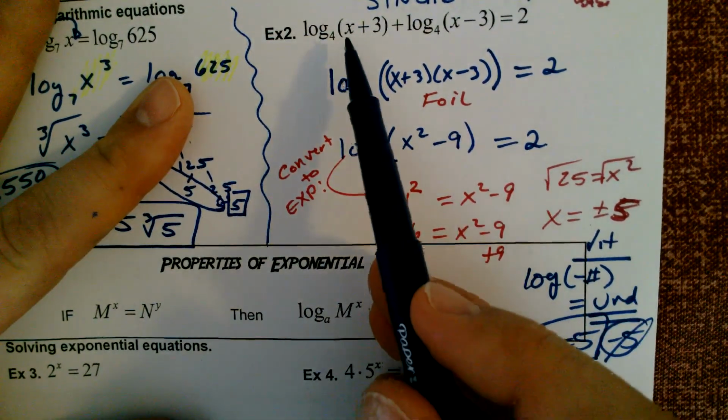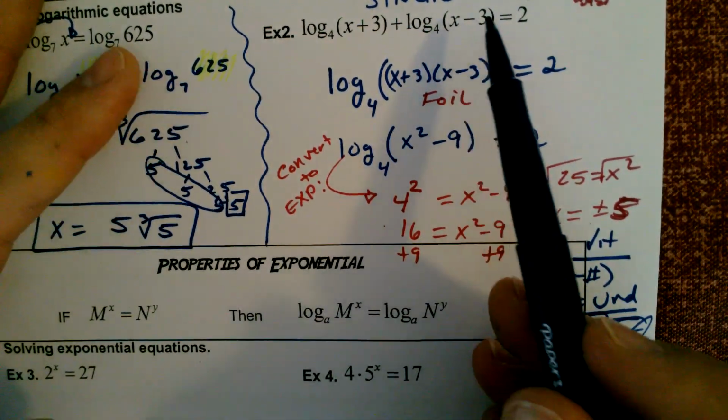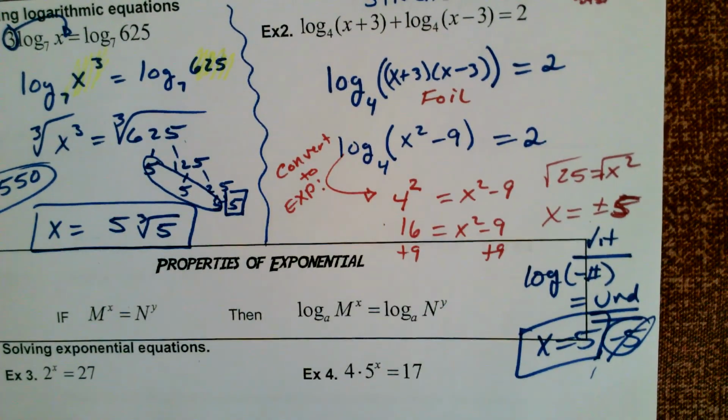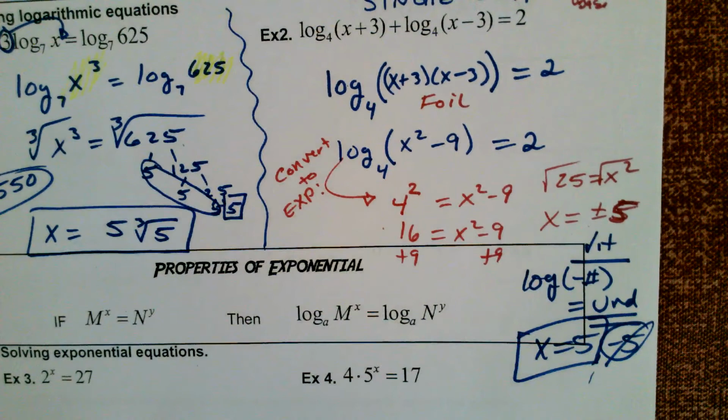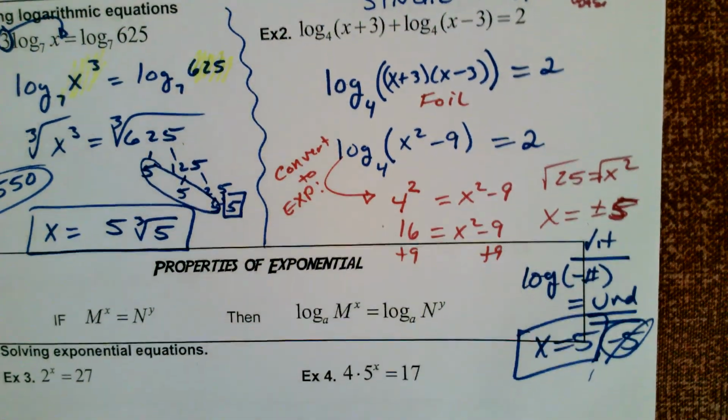If I plug in negative 5 plus 3, that is negative 2. Log of negative 2, can't do it. Negative 5 minus 3 is negative 8. Log of negative 8, can't do it. It's undefined. So be very careful when you're plugging these answers into MyMathLab if you're solving logarithmic equations. Technically, they have to be positive logs. So double check it.